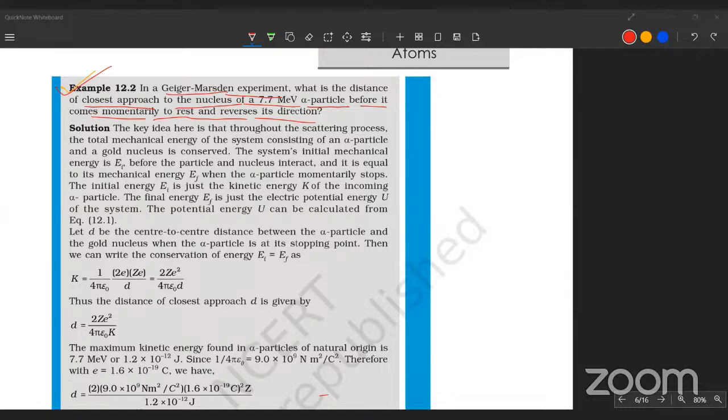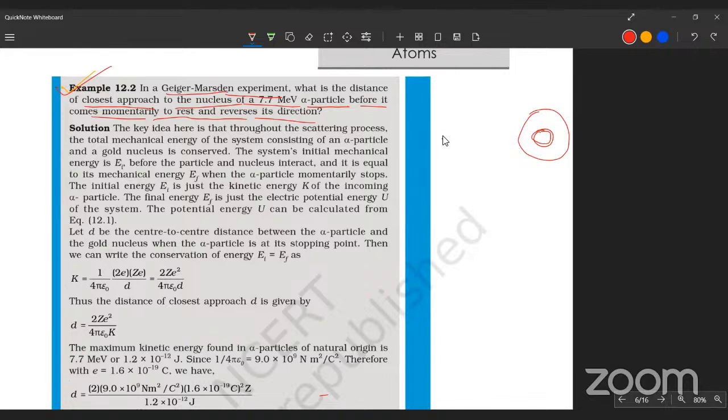Okay. Yes, sir, you are asking about distance of closest approach, right? What is distance of closest approach? Basically, distance of closest approach means when the two objects, the distance between their centers, are tangent to each other.